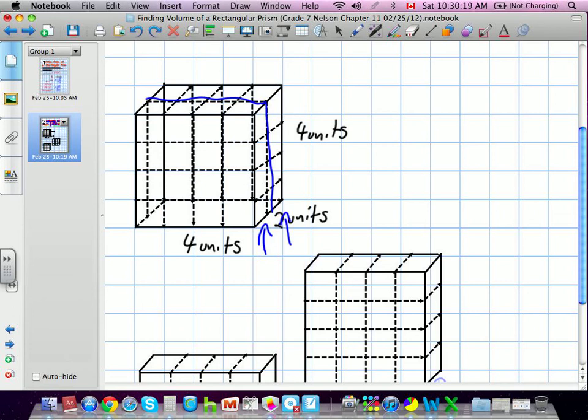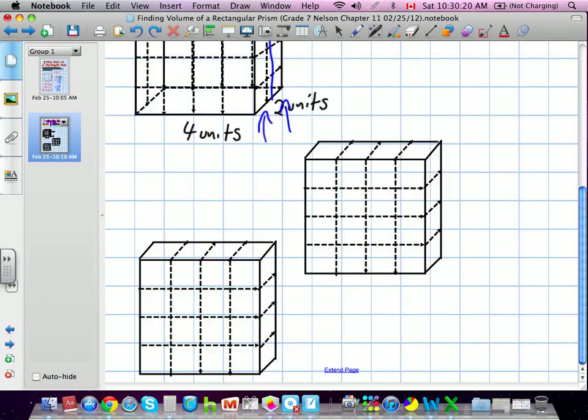So altogether, this is the same as this guy here. To figure out how many blocks we have, we're going to go 1, 2, 3, 4 times 1, 2, 3, 4, right? So how many blocks are there? Yeah, 16 blocks.